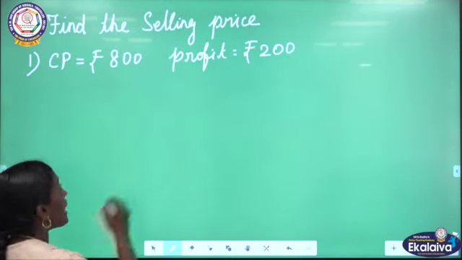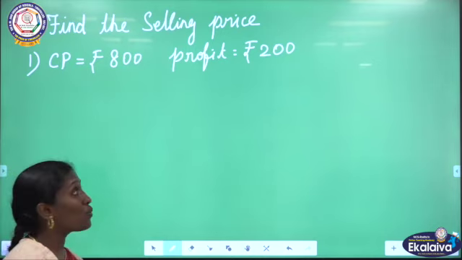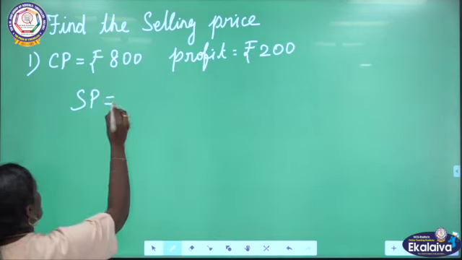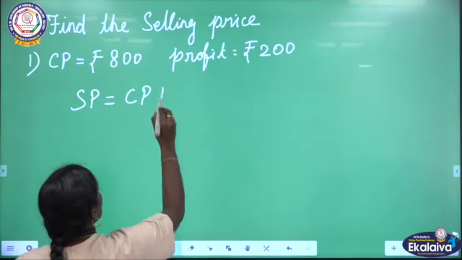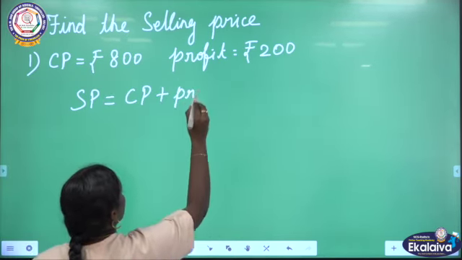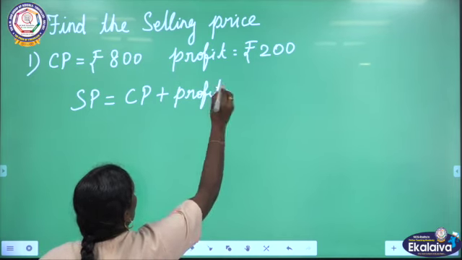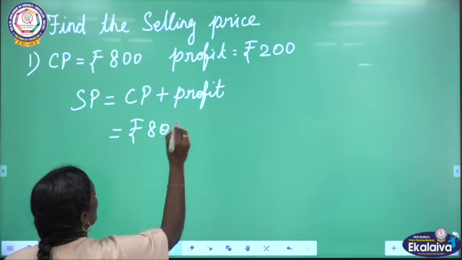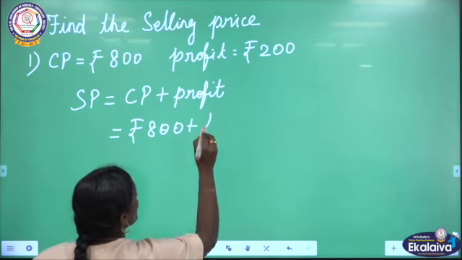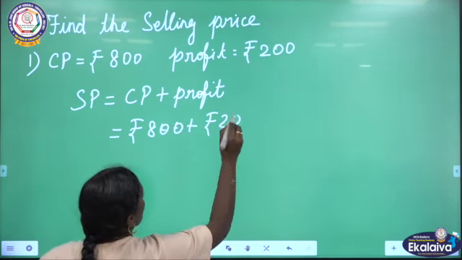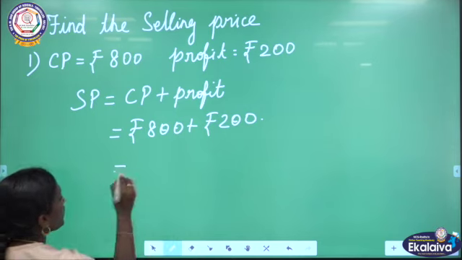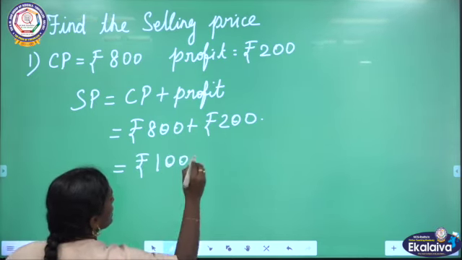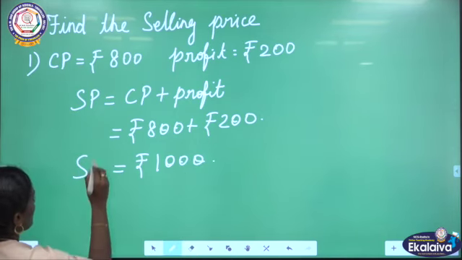Here cost price and profit are given. So what is the formula to find the selling price? Selling price is equal to cost price plus profit. Okay, here cost price is rupees 800 and profit is rupees 200. Now we have to add these two. 800 plus 200, that is rupees 1000. This is the selling price.